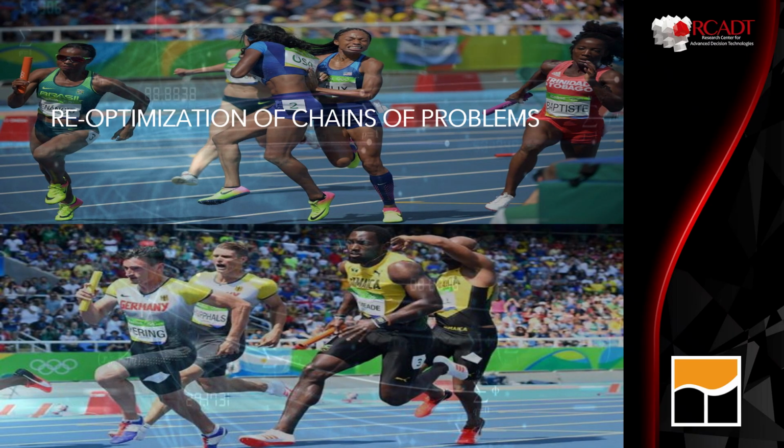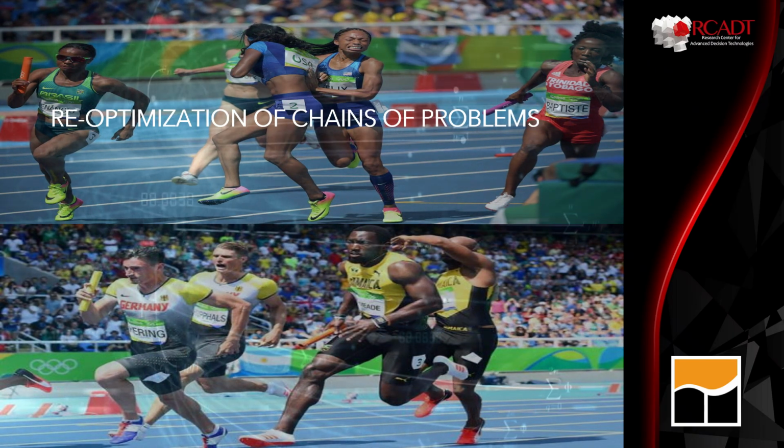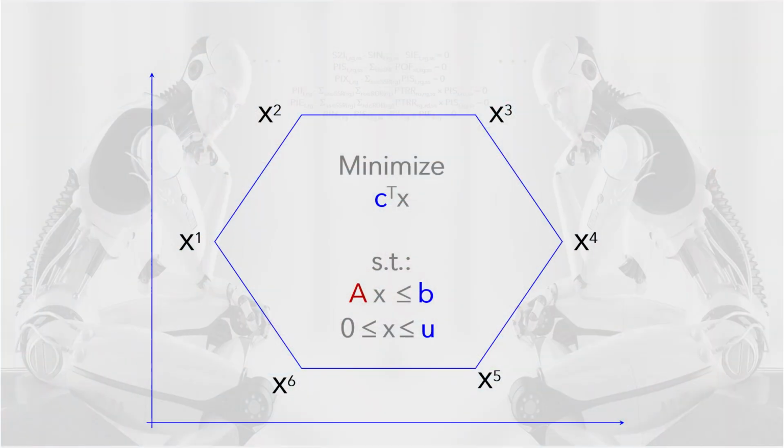Re-optimization of chains of problems. Below are presented the fundamentals of re-optimization. The analysis is performed for the simplest case that can be considered, that is a linear problem in which the matrix of constraints remains constant for all iterations, denoted by A in red. And changes are only permitted in the vectors of bounds, U, the vector of costs, C, and the vector of resources, B. All vectors are in blue.